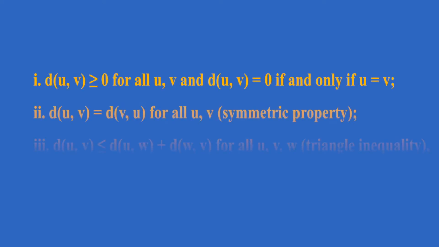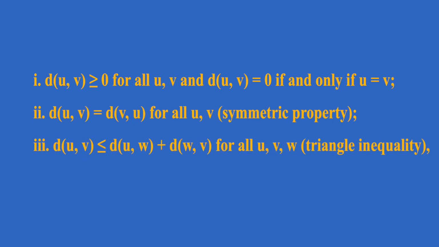So, do you think that distance forms a metric? Let us think for 15 seconds. And the answer is yes, the distance satisfies all the metric conditions. The first condition is d(u, v) greater than or equal to 0 for all u, v, and d(u, v) is equal to 0 if and only if u is equal to v. So, this first condition is satisfied by our distance. The second condition is d(u, v) is the same as d(v, u) for all u, v, that is the symmetric property.